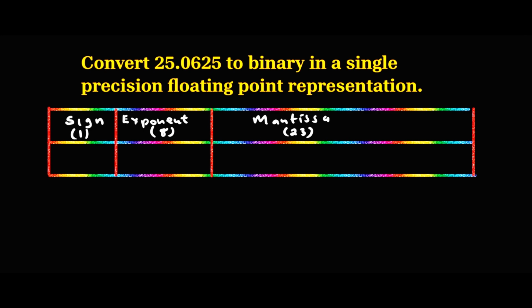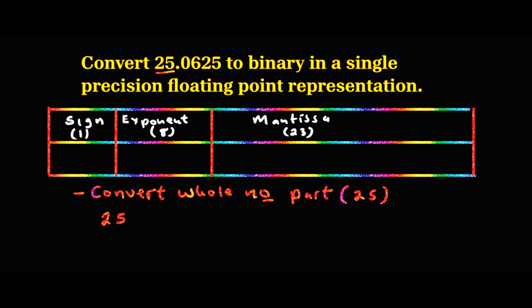So the first thing that we're going to do is to convert the whole number part, that is 25. So that is the first step that we're going to take: convert the whole number part. And the whole number part in this case is 25. Let us convert 25 into binary. So we convert that by dividing it by 2 and noting the remainders.